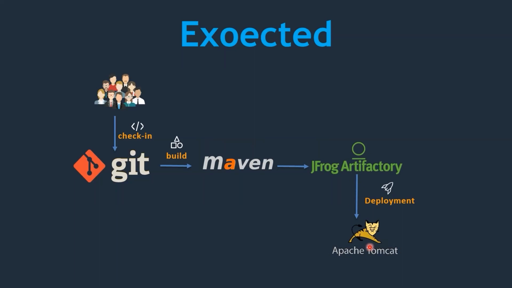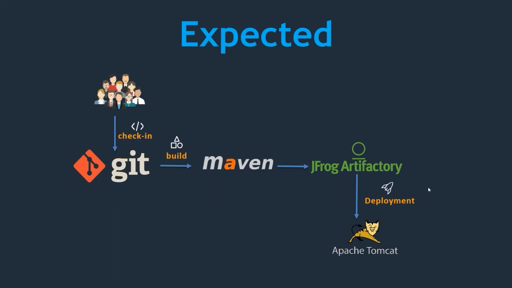It may be Tomcat, JBoss, WebLogic or WebSphere, any kind of application server we should deploy to. So this is the expectation, this is what we want to do, and also all this process could be automated.